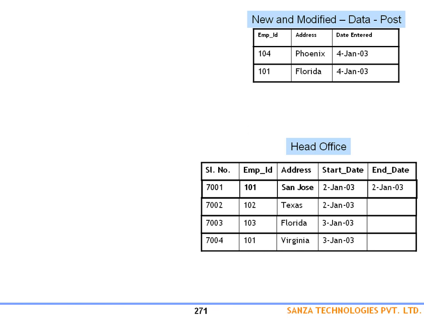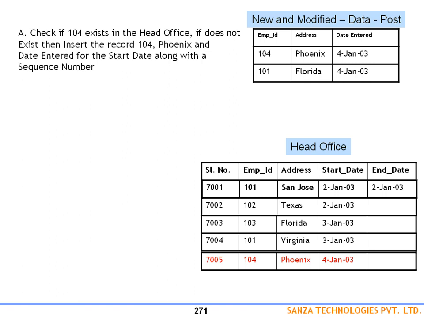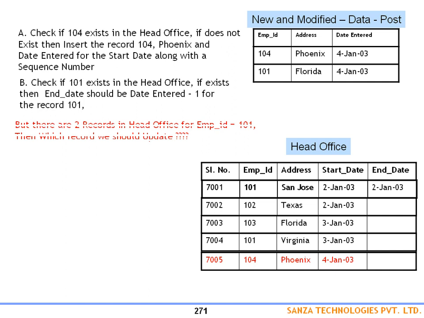Now the head office reviews them. So what will this clerk do for type 2? Check if 104 exists or not. If it does not, the start date is the date entered. Then check if 101 exists or not. If it exists, the end date will be 3rd January 2003. The problem is which 101 record has to be updated.